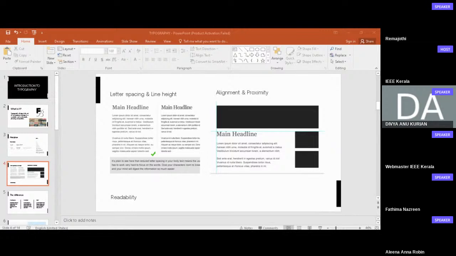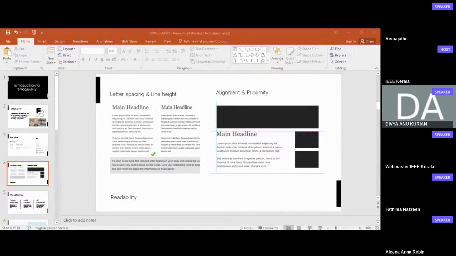Line height is also really important in order to ensure readability. As you can see over here, I haven't mentioned what that is yet. In a brief idea, I would be talking about what readability is, so that's why I haven't added any sort of pictorial representation over there. And so I hope you understood what letter spacing and line height are.